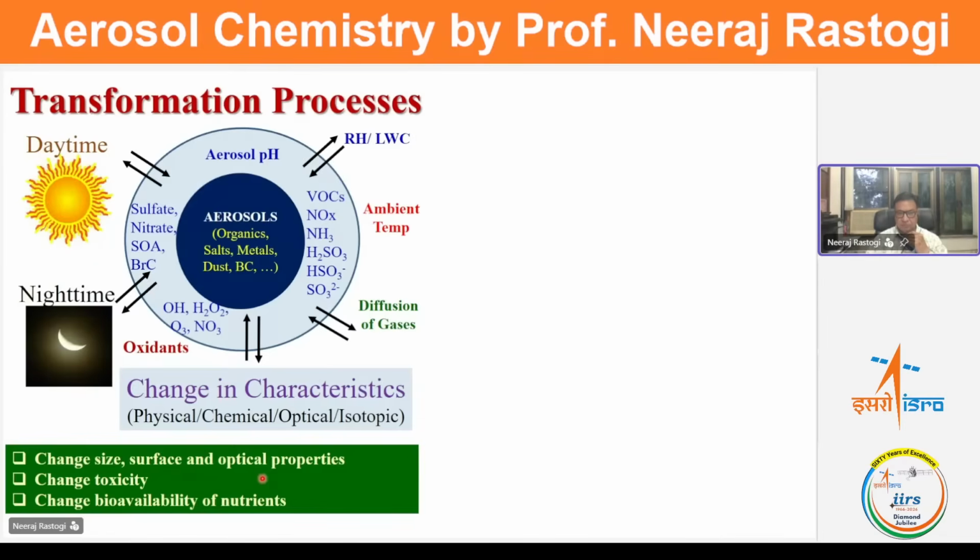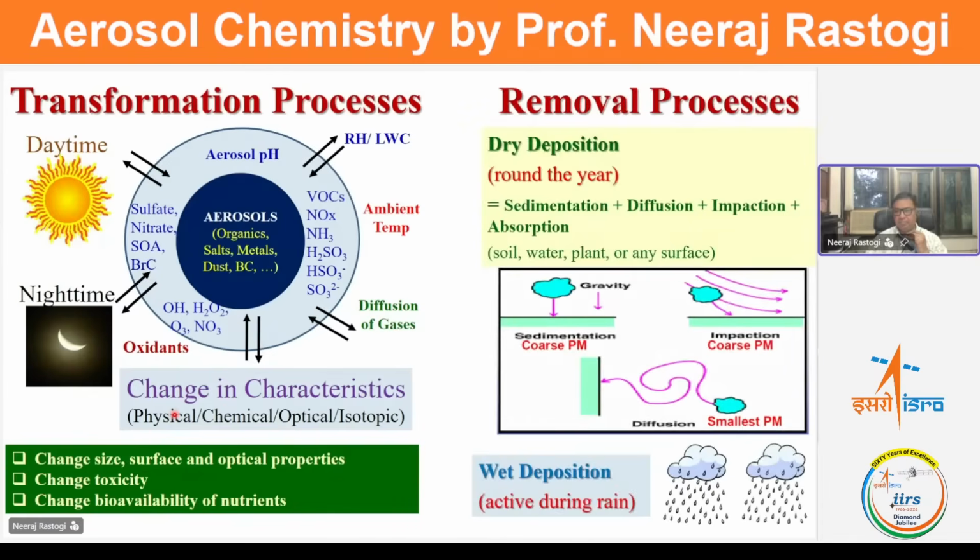So overall, what we see is that we have different sources and different transformation processes, and they can change physical, chemical, and optical properties. Then aerosol, as I was telling, has a lifetime of just about a week, and then they get removed from the atmosphere. How do they get removed? They get removed by dry deposition, which happens around the year, and these processes include sedimentation, simply under gravity; diffusion, from higher concentration to lower concentration; impaction, so while flowing, if it hits any surface, it gets attached there; or absorption.